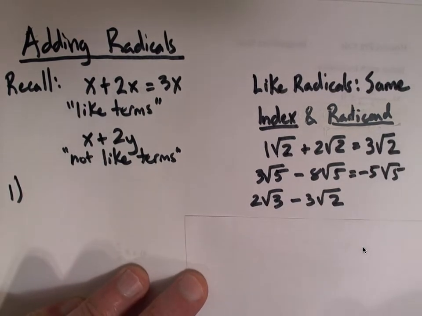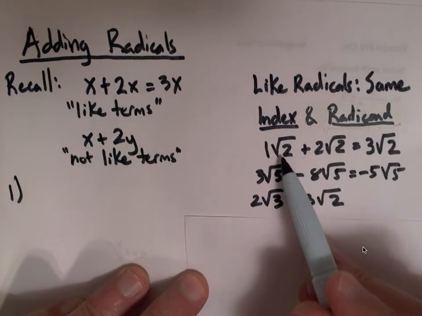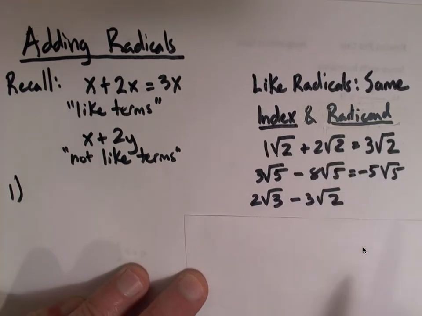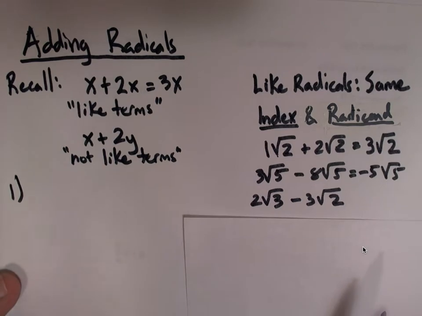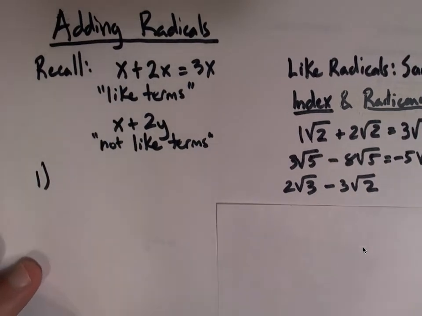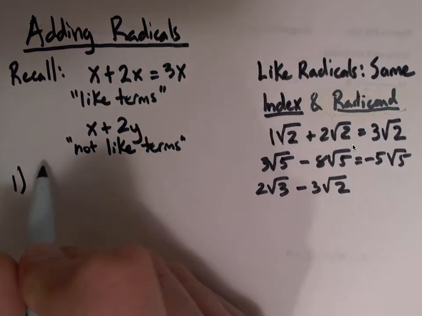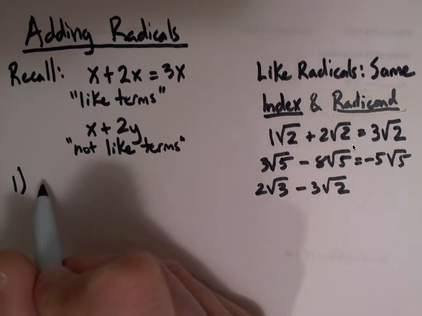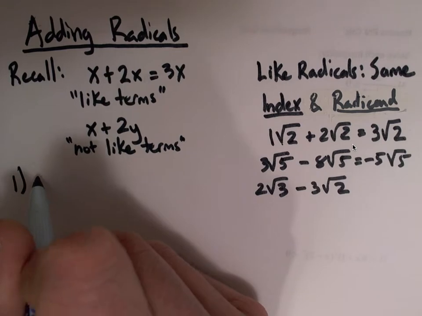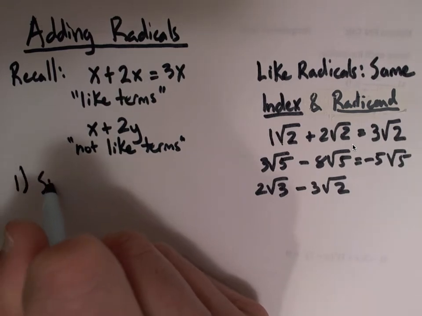Okay, so the general idea is you have to look for the same type of root, the index, and the same number underneath the radicand. And then you can just combine it like normal. But the problems you'll see might be a little bit more difficult than that. In other words, it might take a little bit of simplifying before you get to add those guys up. Okay. So we've got that basic idea. So let's take a look then at a couple examples. So let's simplify if we can.